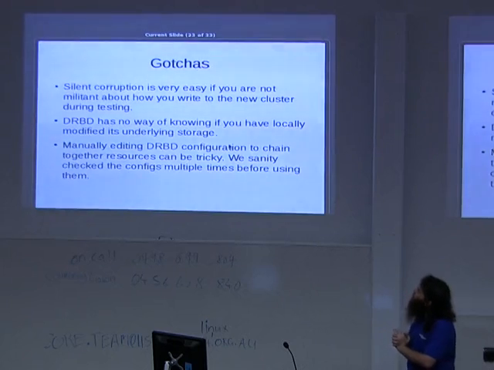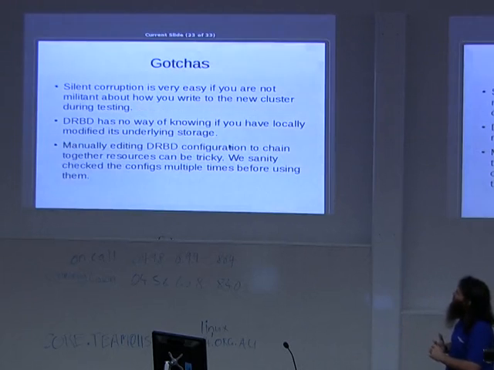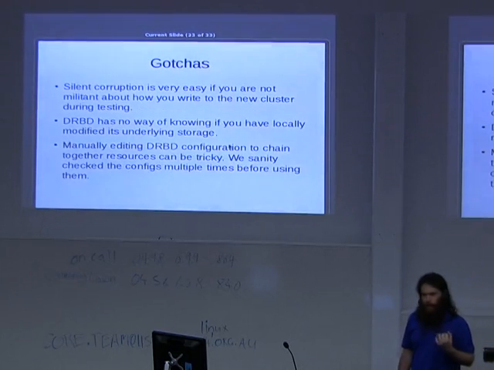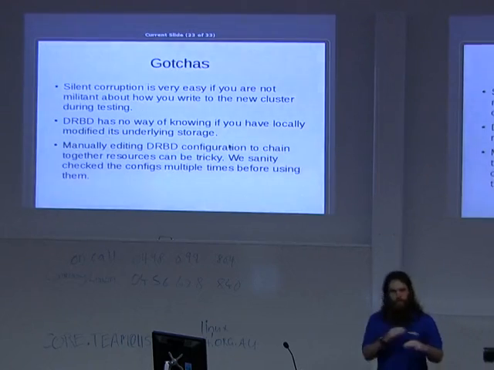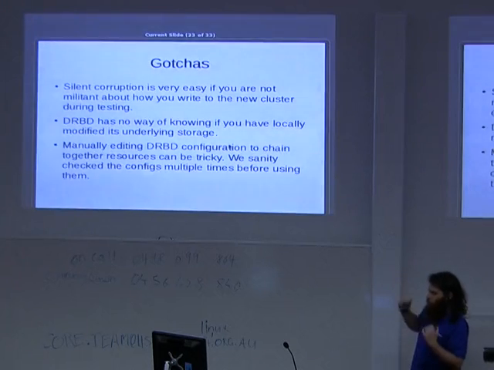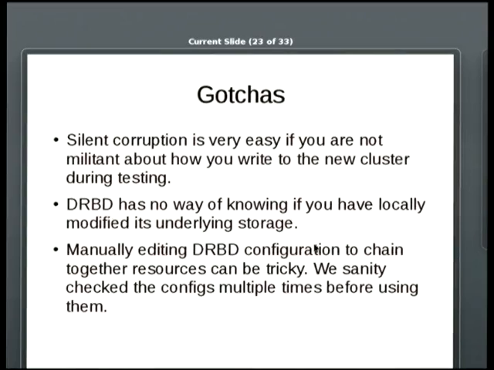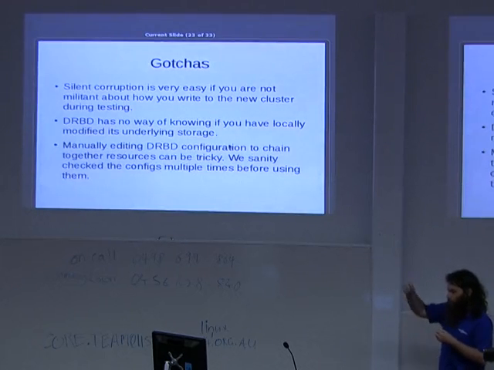Okay, so some gotchas we had to look out for. Silent corruption is actually very, very easy. Remember what I said about chaining DRBD resources together. You only care about the data moving in one direction. Because of that, anything that you write to the volume that's underlying DRBD on cluster 2 is not going to get replicated back to cluster 1. So when testing, you have to be very, very careful about what you write to. Because as soon as you write anything to that volume, DRBD is not going to know to resync it. It doesn't have a way of telling that somebody's gone outside its sphere of influence and written stuff onto that volume.